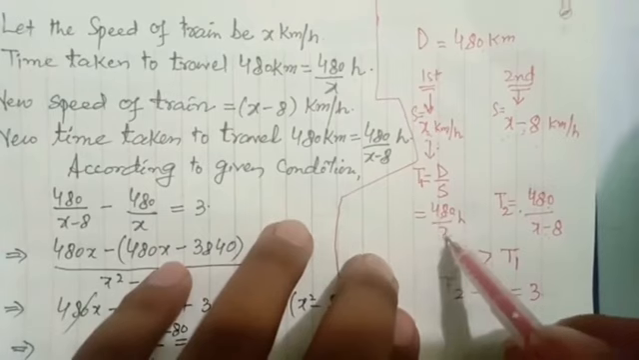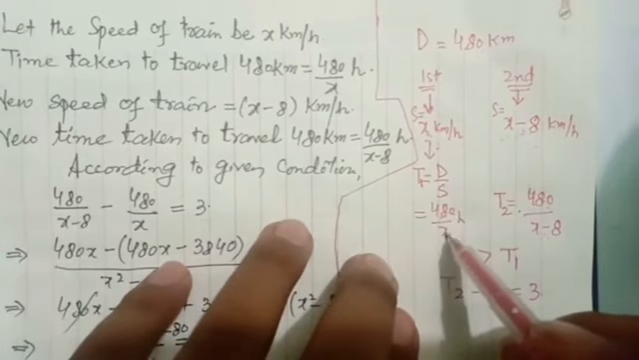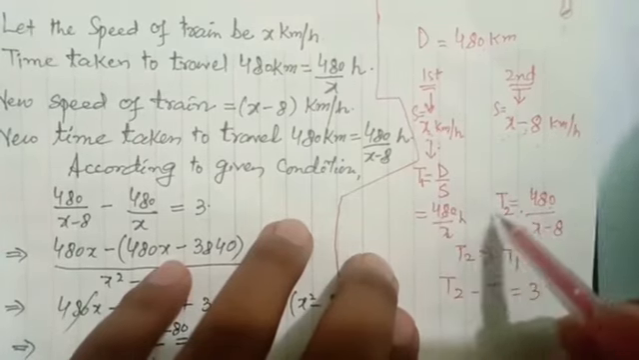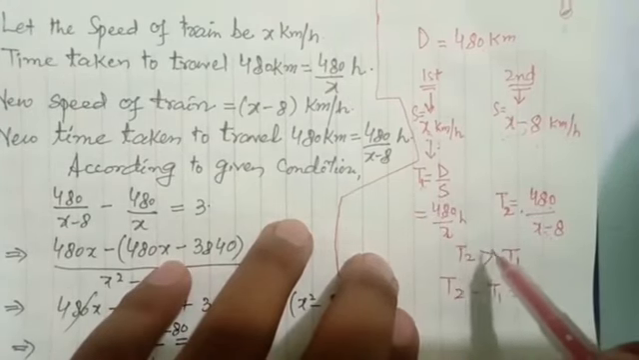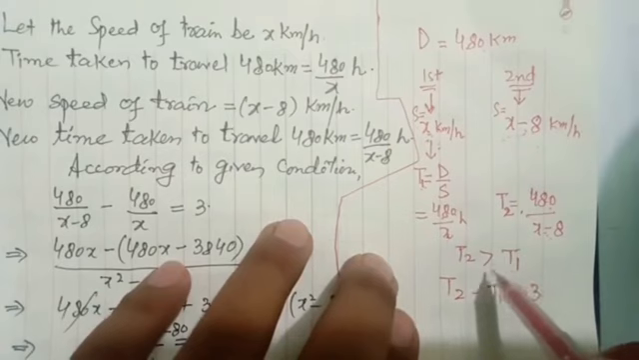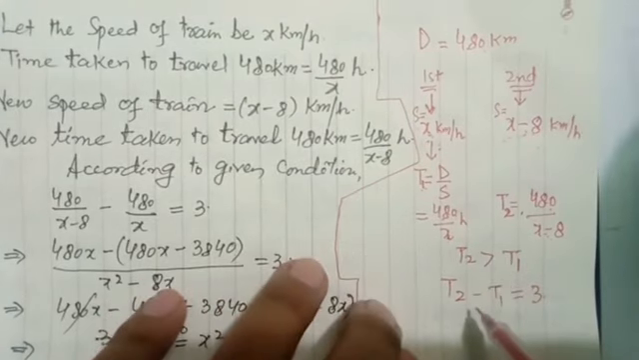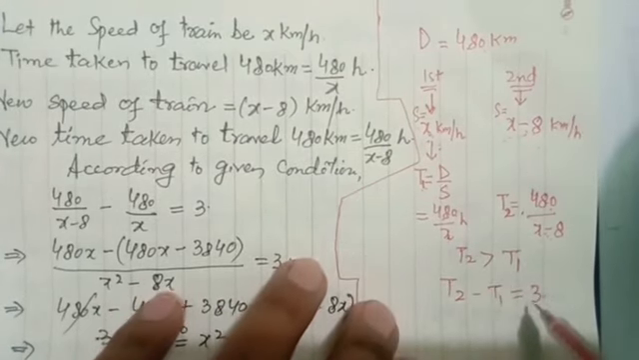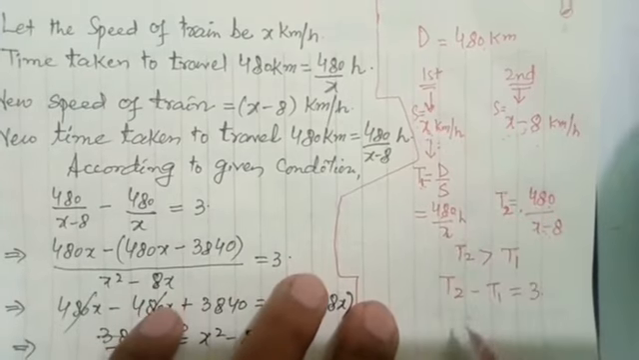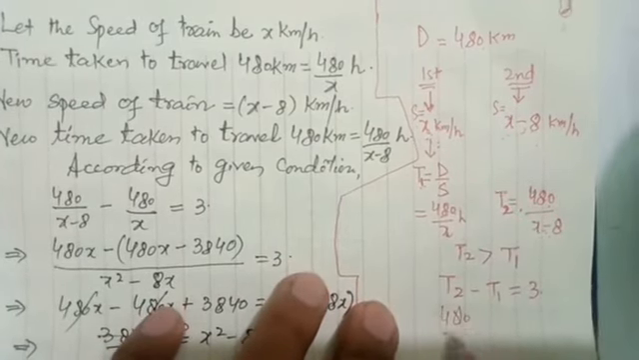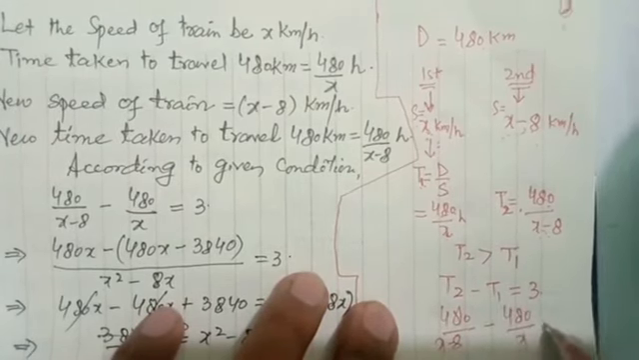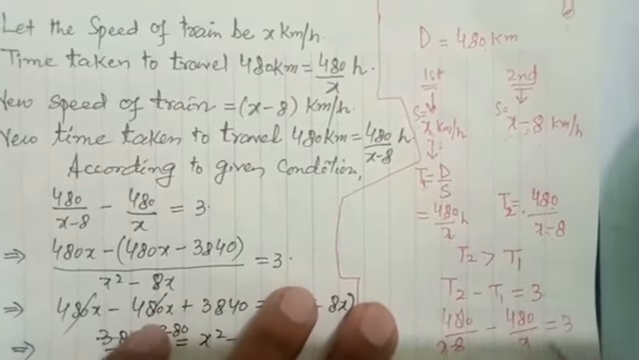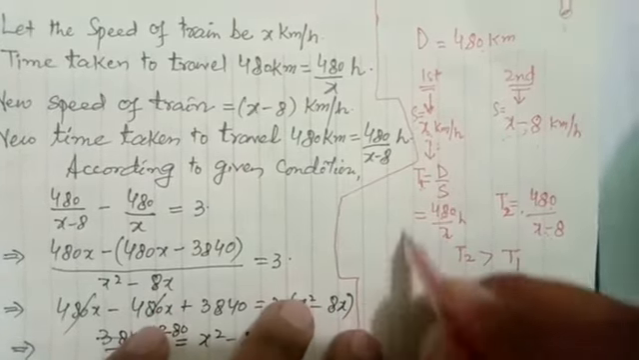See here, the speed is greater here. Here speed is less. So T2 will be greater than T1. And the question is saying that there is the gap of 3 hours. So we can write T2 minus T1 is equal to 3. What is T2? That's 480 divided by x minus 8, minus what is T1? 480 by x is equal to 3. So hence we can form the quadratic equation.